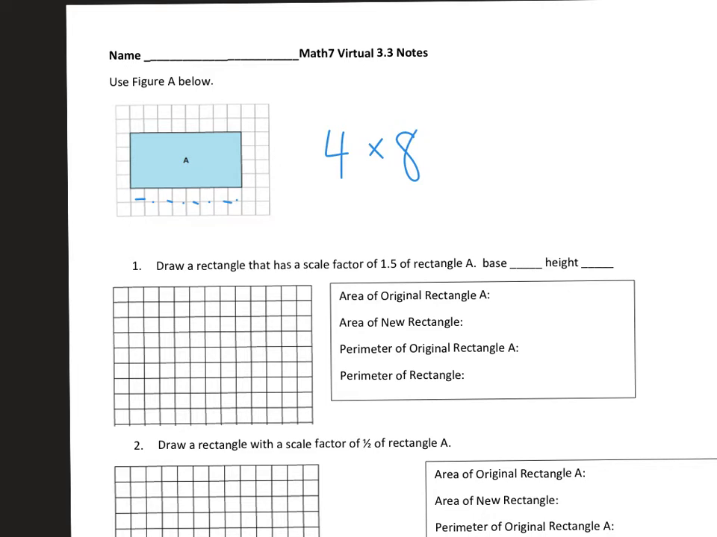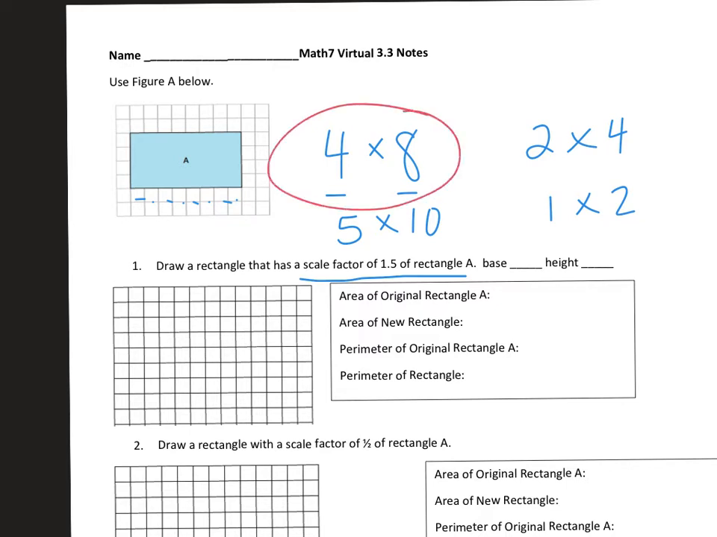Another rectangle that could be similar to that would be, you could divide both of these dimensions by 2 and get 2 by 4, or 1 by 2, or 5 by 10. So anyway, draw a rectangle that has a scale factor of 1.5 of rectangle A. What that means is I'm going to take this dimension, 4 by 8, and multiply the 4 by 1.5 and multiply the 8 by 1.5.